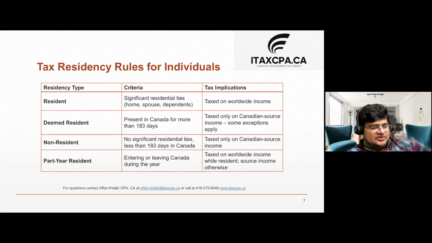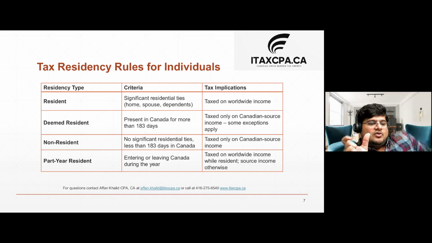But generally, non-residents are only subject to tax on Canadian source income, subject to a tax treaty. A tax treaty can override the Canadian domestic tax law, and determine whether the income is taxable or non-taxable. But in the absence of a tax treaty, as a non-resident, you're only taxed on your Canadian source income.